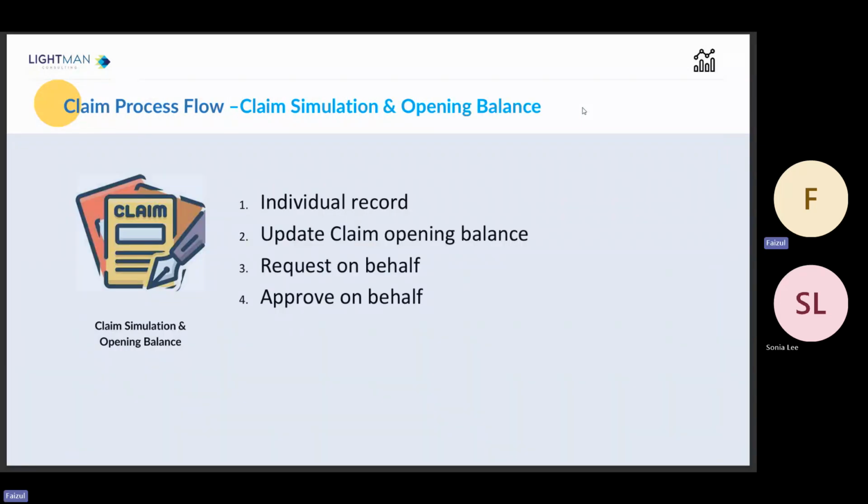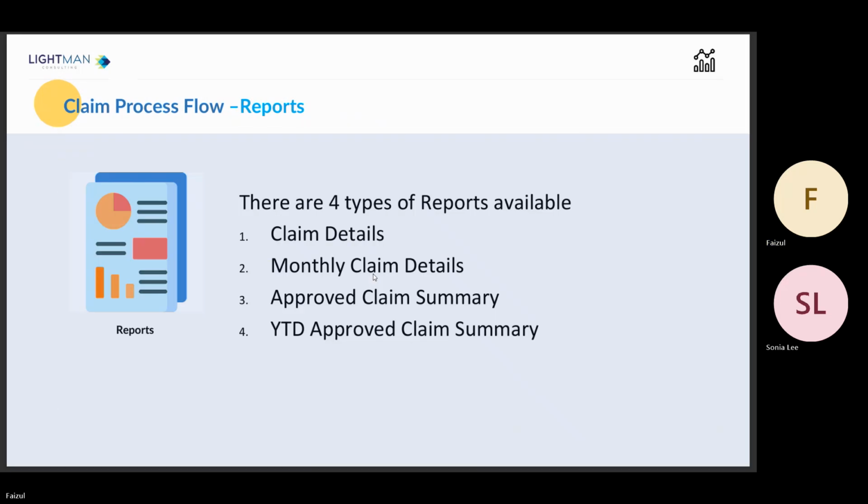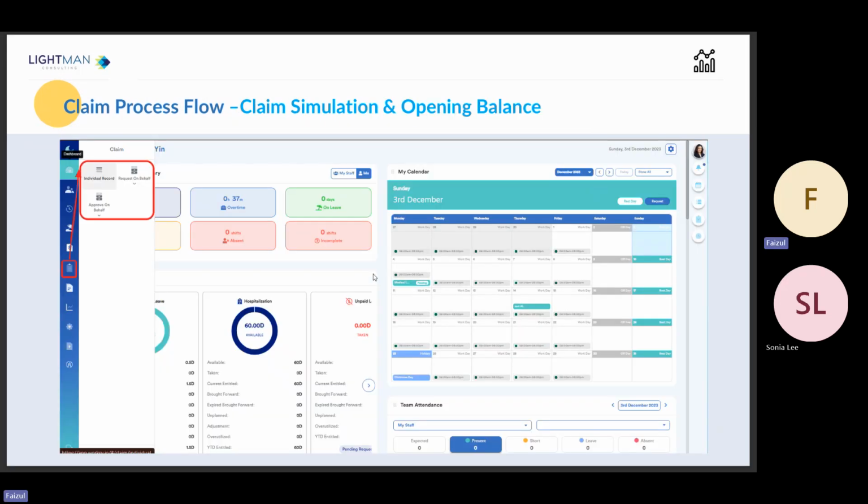So we go to the claim process flow, claim simulation and opening balance: how to view the individual record, update claim opening balance, request on behalf, and approve on behalf. Alright, so this is the view from the system. Okay, so we go back to our system.